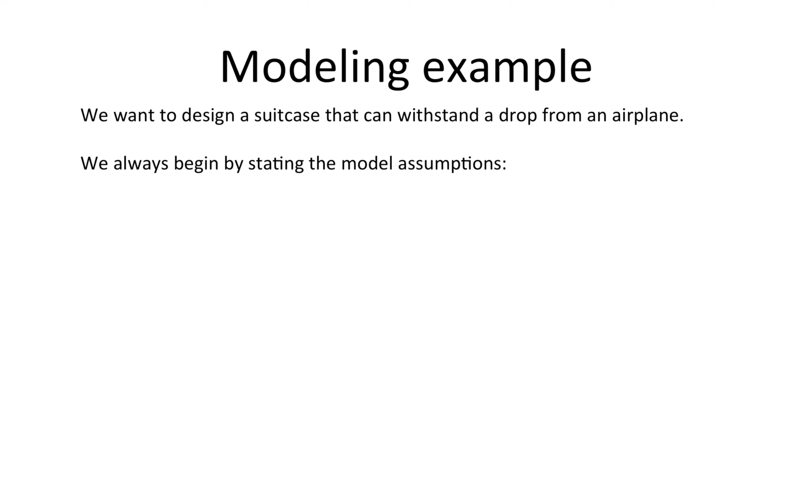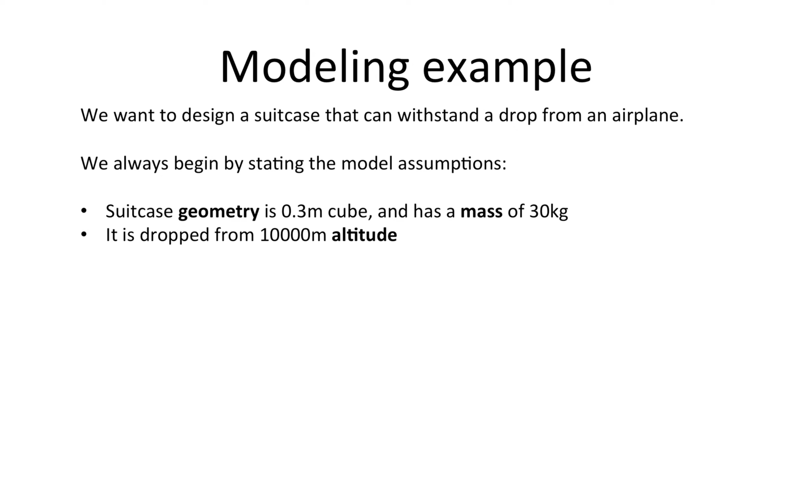We'll always begin a modeling exercise by stating the model assumptions. This is important because later on, if we find some problem with the model, we can come back to the assumptions and see whether they were correct or not. This model will have two assumptions based on the suitcase: that its geometry is a 0.3 meter cube, and that it has a mass of 30 kilograms. And it'll have one geometric constraint on where the suitcase is dropped from. It'll be dropped from a 10,000 meter altitude.